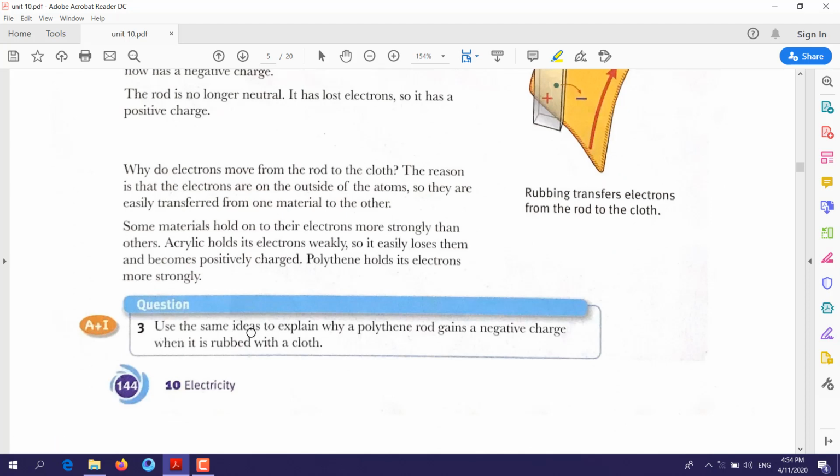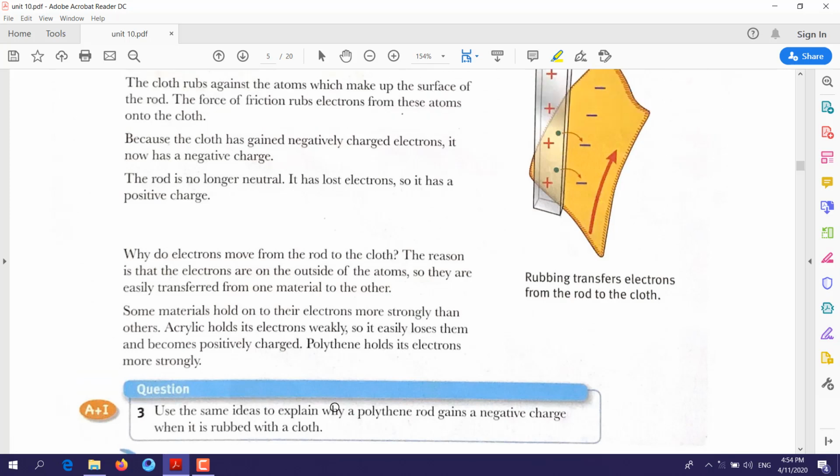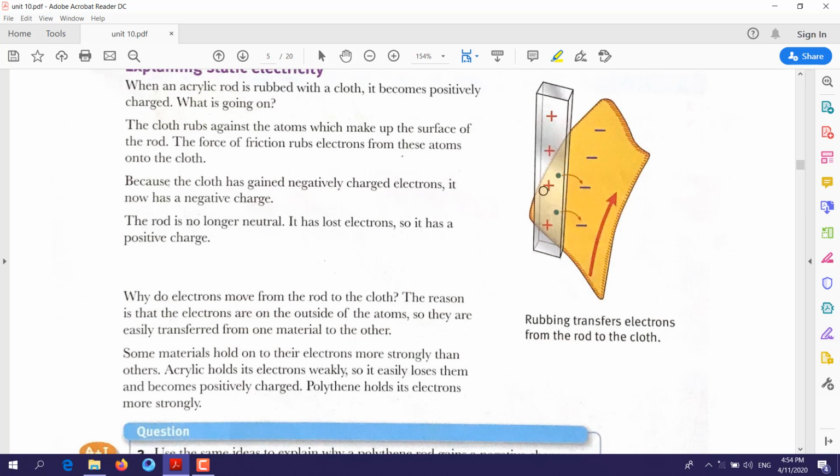Question number 3. Use the same ideas to explain why a polythene rod gains a negative charge when it is rubbed with a cloth. Here is the explanation. As you can see now, this rod is positively charged, and here it's negatively charged. What does that mean? What happened? It becomes negatively charged. Why? Because it gains more electrons from here. So here the number of electrons will be more than the number of protons, so in this case this material will be negatively charged.